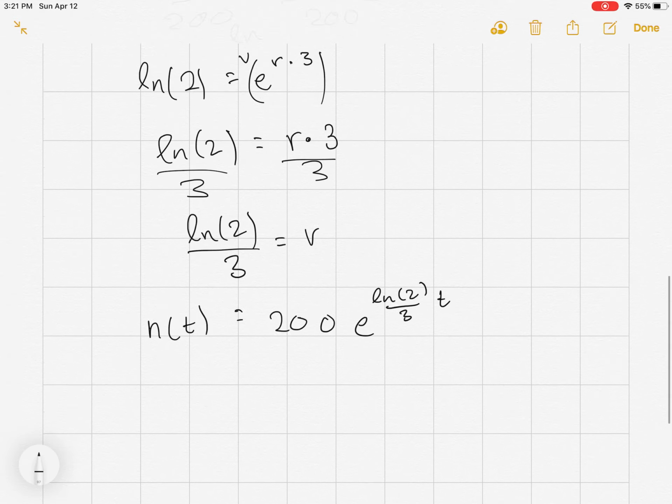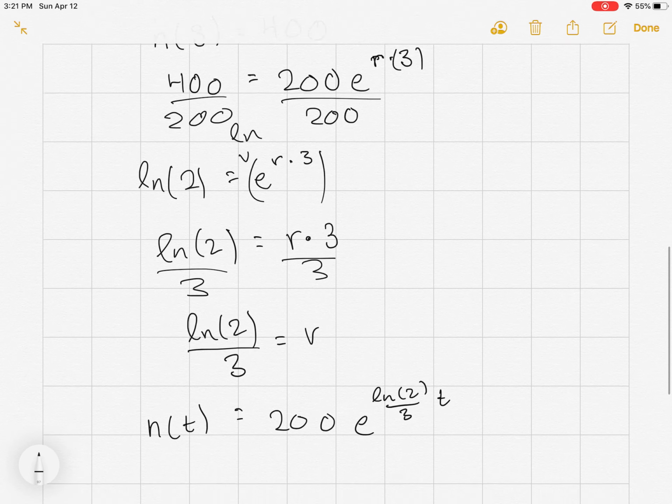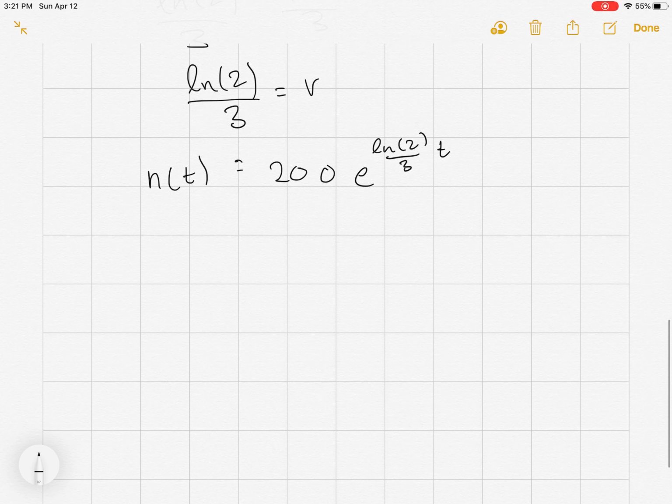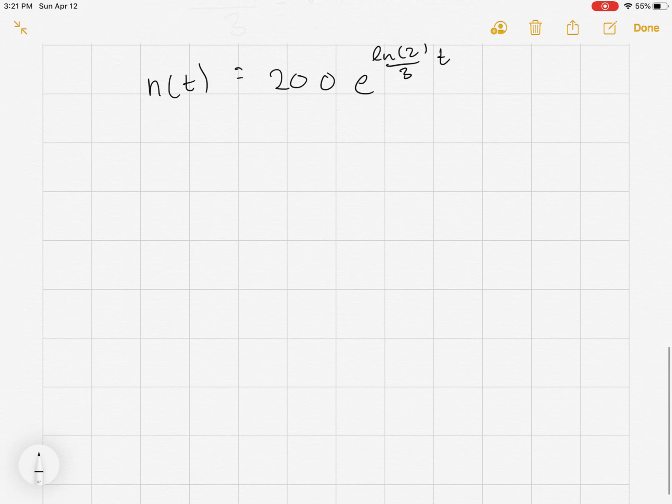Okay? Fairly straightforward. And we can use this model that we've created to answer different questions about it, right? Like, say we wanted to know when are we going to get to 1,000 rabbits, right? We just set N of t to 1,000, and then we can solve for our t. Okay.